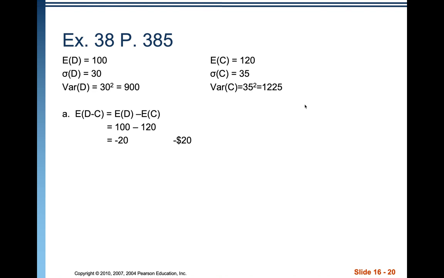All right, so what's the expected value of D minus C? Well, that's the expected value of D minus the expected value of C. So 100 minus 120 is negative 20, so negative $20.